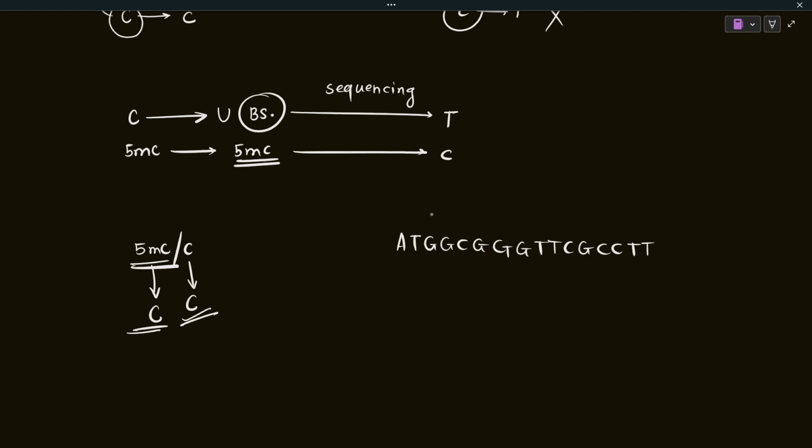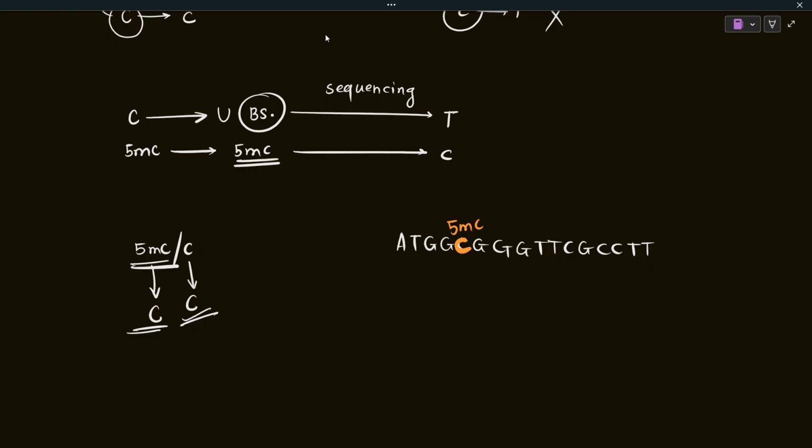Back to the topic. So this is the sequence. Let's assume that this is the sequence, and now this. How many CpG dinucleotides are there? We have this CpG dinucleotide, and we have this CpG dinucleotide. So we have two CpG dinucleotides, and let's assume that this one is methylated. This is 5-methyl cytosine, but this is not methylated. Okay, but we don't know.